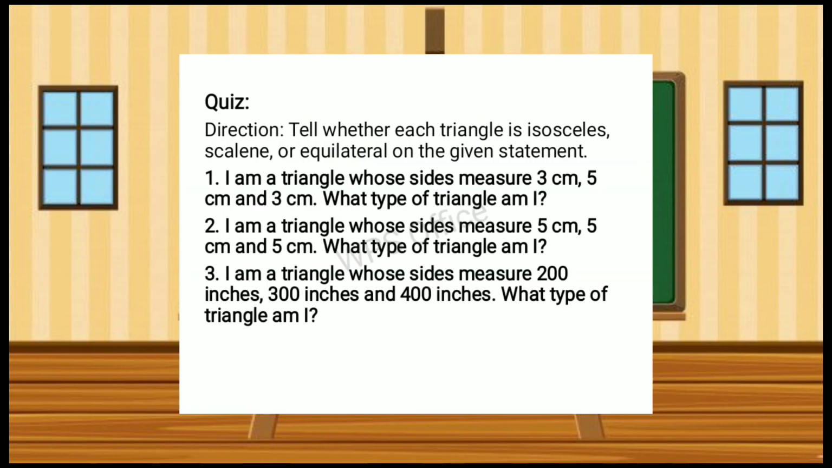Okay, so now this is the quiz. Tell whether each triangle is isosceles, scalene, or equilateral on the given statement. Number 1. I am a triangle whose sides measure 3 cm, 5 cm, and 3 cm. What type of triangle am I? Number 2. I am a triangle whose sides measure 5 centimeter, 5 centimeter, and 5 centimeter. What type of triangle am I? Number 3. I am a triangle whose sides measure 200 inches, 300 inches, and 400 inches. What type of triangle am I?